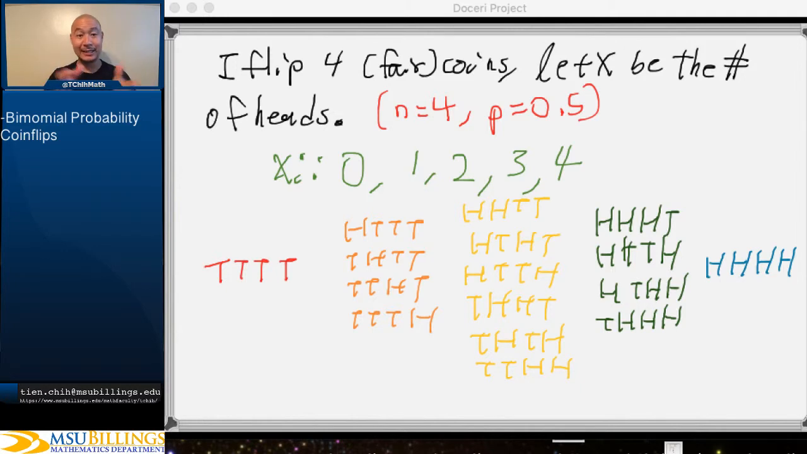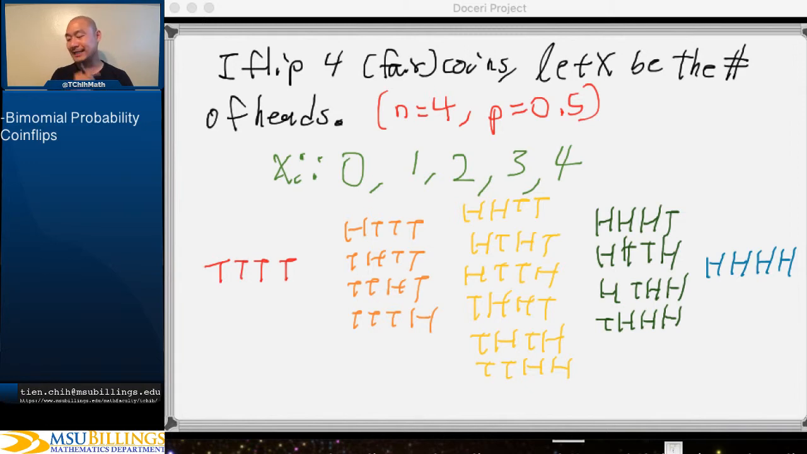Do we see then that these are all of the possibilities of coin flips? What we have are no heads, one head, two heads, three heads, four heads. And if I add them up, there's 1 plus 4, which is 5, plus 6, 11, plus 4, which is 15, plus 1, which is 16. 16 different coin flips.